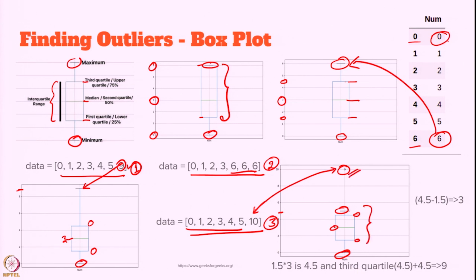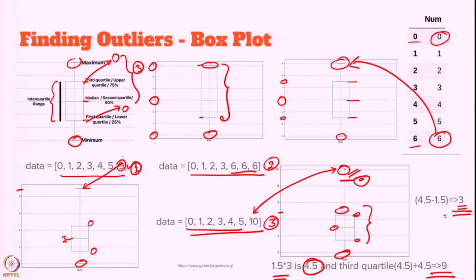How did we get it? How to calculate it is, you just take the interquartile range. This is the third quartile, this is the first quartile. You take the values 4.5 and 1.5, you get the range, that is 3. From that you multiply by 1.5, you will get 4.5. So if you add 4.5 to the third quartile, it goes till 9. So it goes till 9, you can see here.